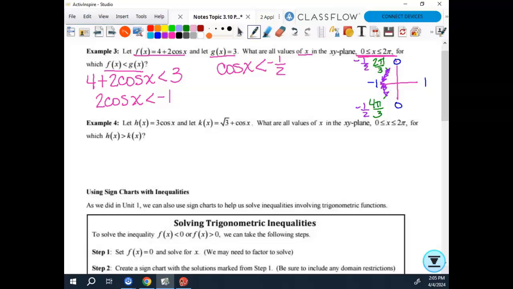Okay, so that means my answer is, and that's why I want this on here too, so I don't accidentally write negative 1/2 or something. 2 pi thirds to 4 pi thirds. Is it brackets or is it parentheses? I think it's parentheses too, because we don't include what actually gives us that value. Okay. We okay with that?